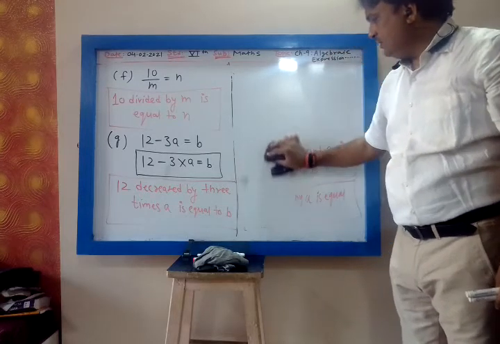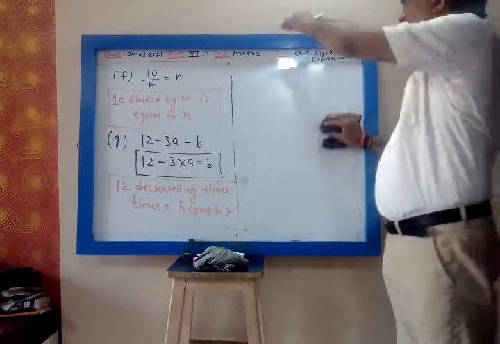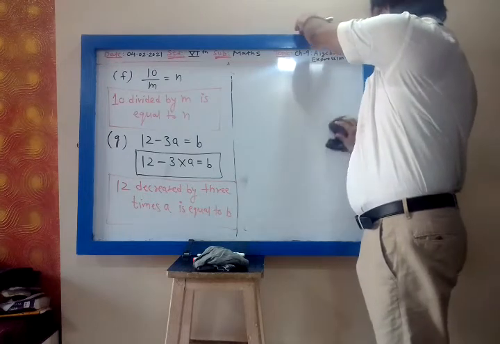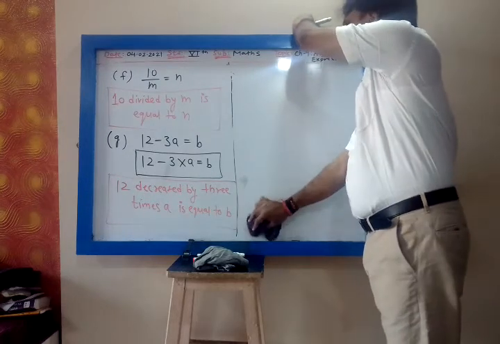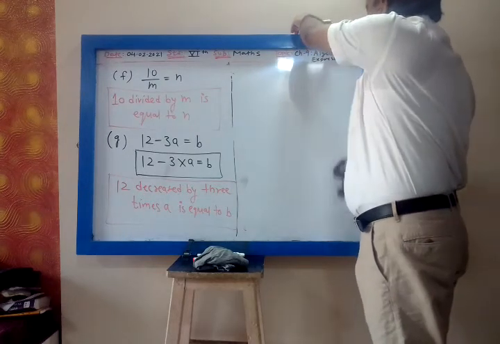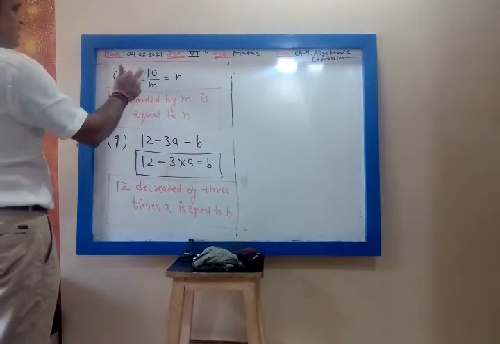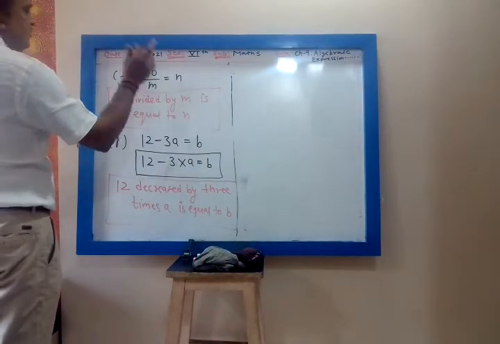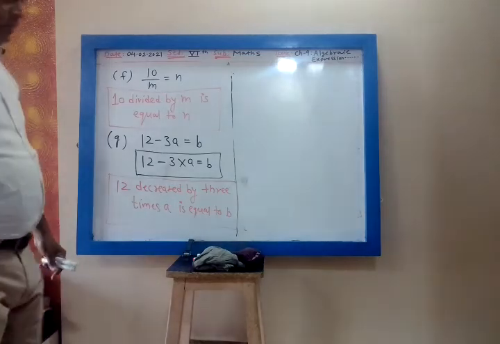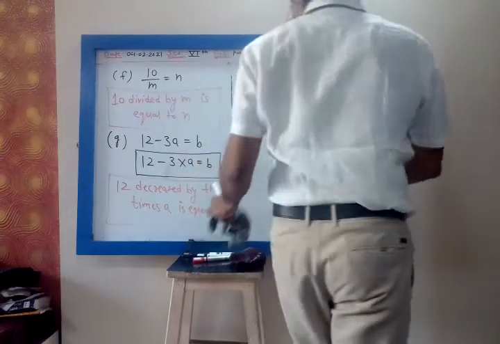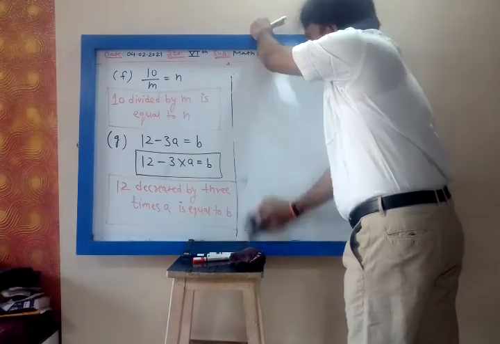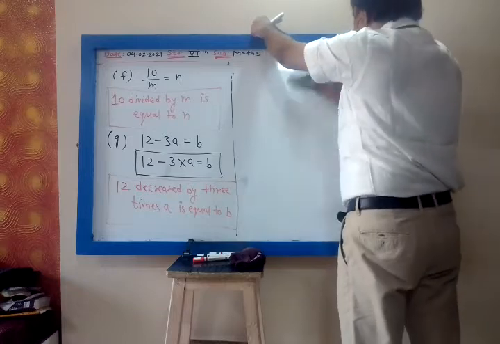F is 10 upon M is equal to N. So 10 upon M means 10 divided by M. 10 upon M is equal to N means 10 divided by M is equal to N.